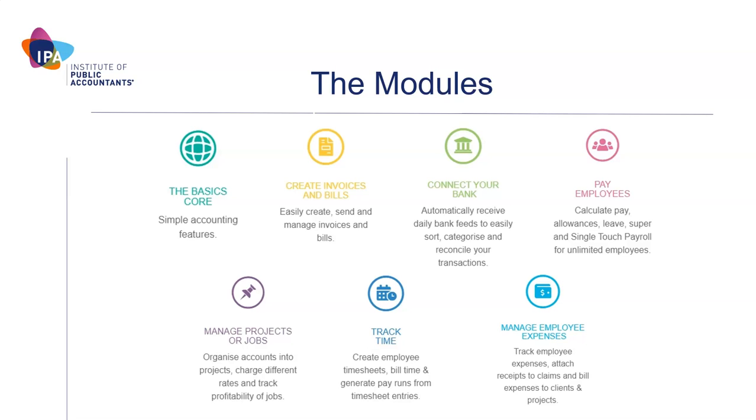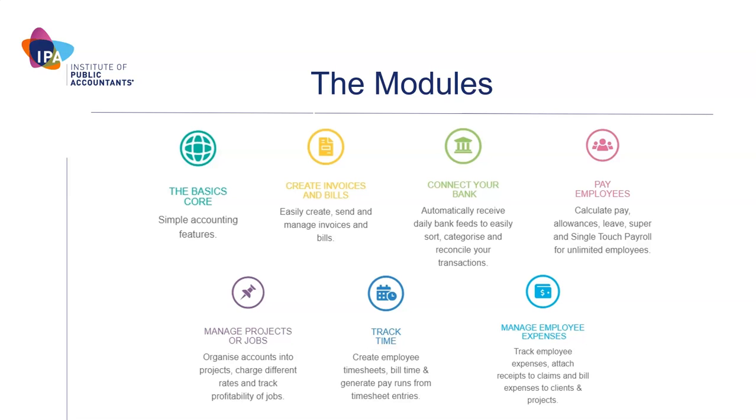So things like if you're a builder and you've got multiple jobs going on, you can allocate income and expenses to those to see if you're making money on each of those jobs. Next module along is the track time module. So it allows an employee to create timesheets, which then can be used to generate pay runs and also be on billed to clients. Now they can also just be on billed to clients and not for pay runs, so we have that flexibility in there.